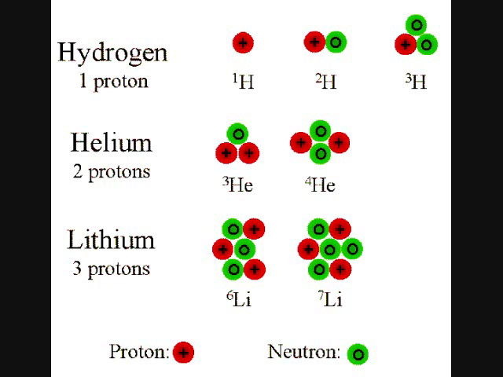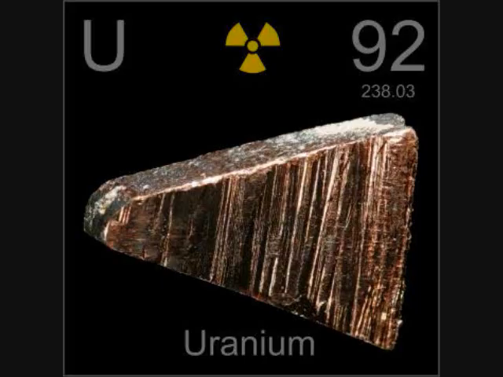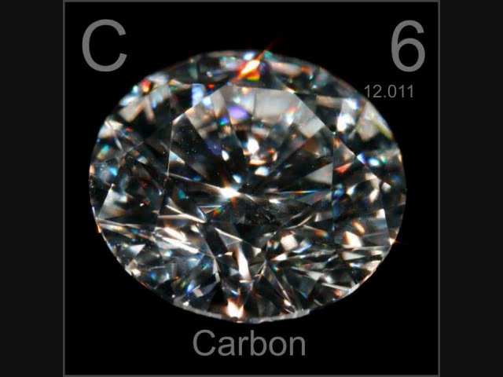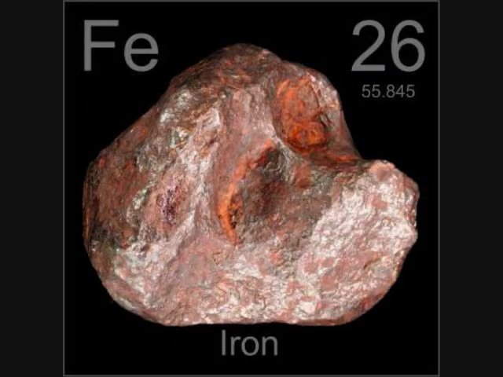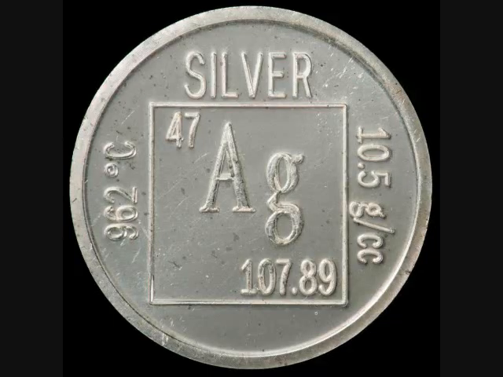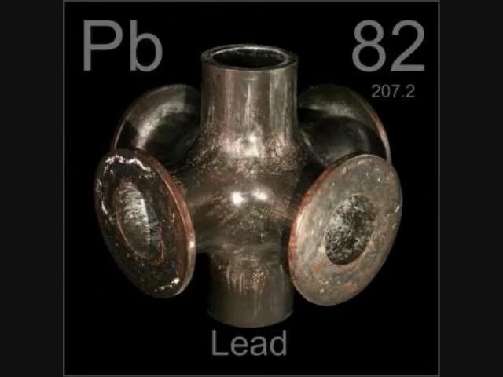Elements can have anywhere from 1 to 118 protons. The heaviest naturally occurring element, uranium, has 92. As far as familiar elements, carbon has 6 protons, oxygen has 8, aluminum has 13, iron has 26, silver has 47, and lead has 82.